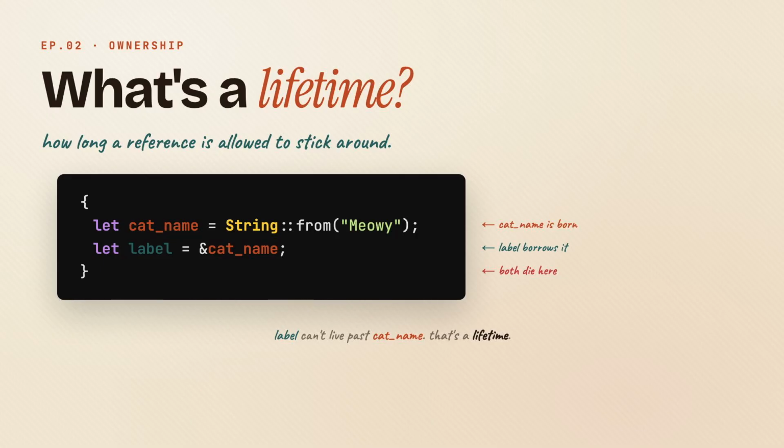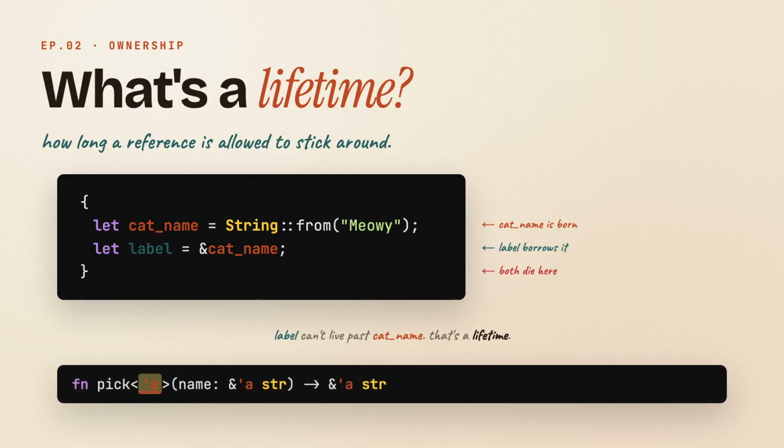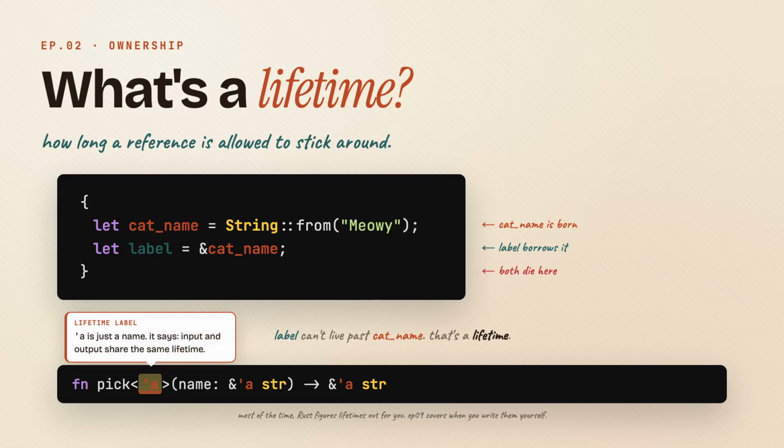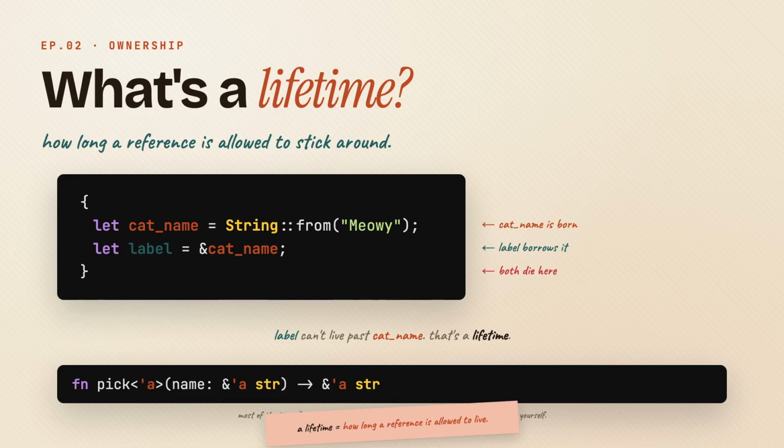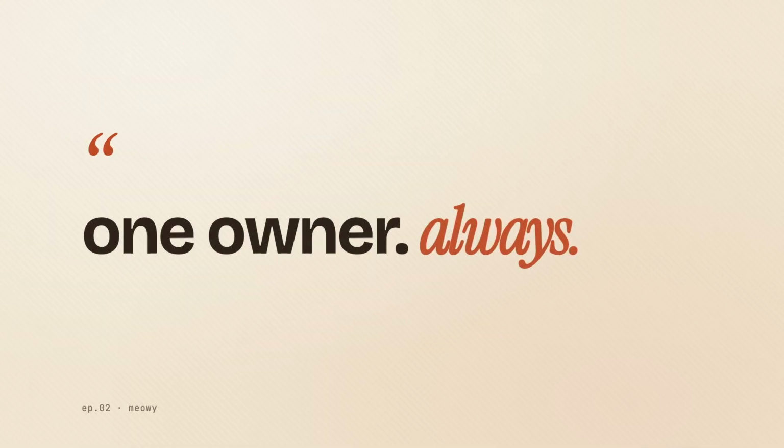Sometimes Rust cannot figure out the lifetime relationship on its own. Then you label it yourself by using a tick. So we're using tick a, it's just a name. Here it says the input and the output share the same lifetime. We're going to go deep into this in one of the next videos. But for now, a lifetime is just how long a reference is allowed to live. One owner, always. Everything else in Rust follows from this.